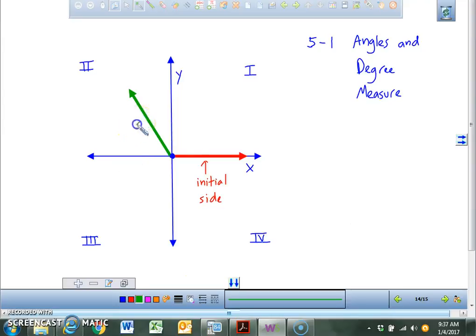All right, by the way, this side is not where we started, it's where we ended, and that's referred to as the terminal side.